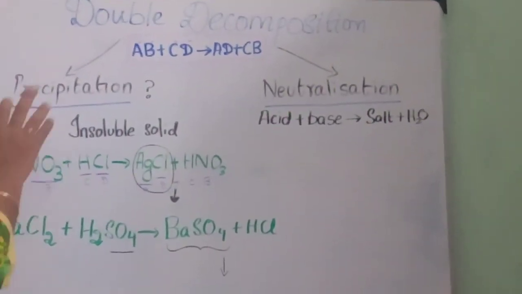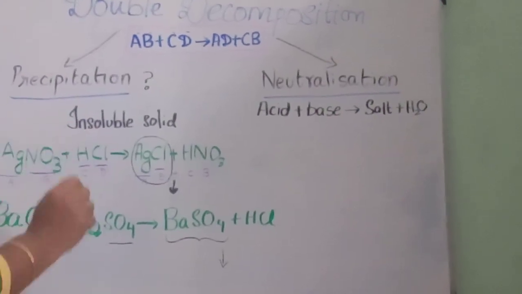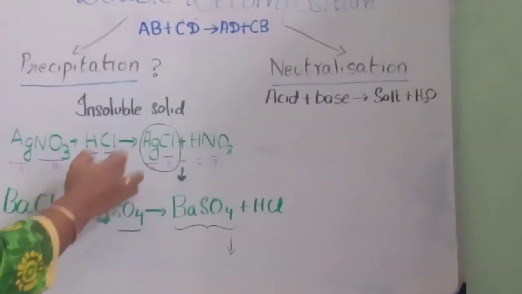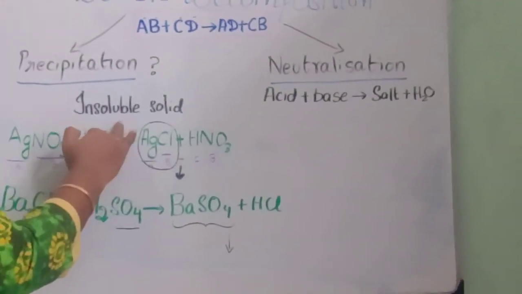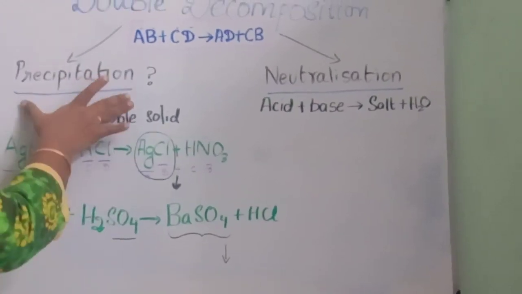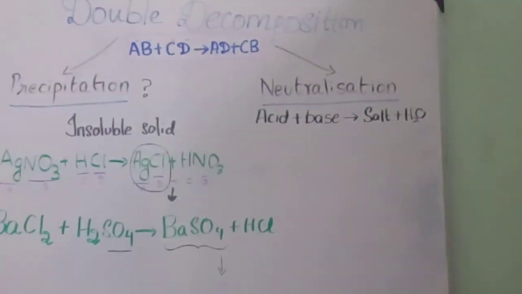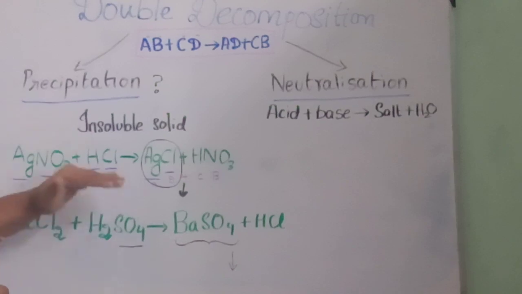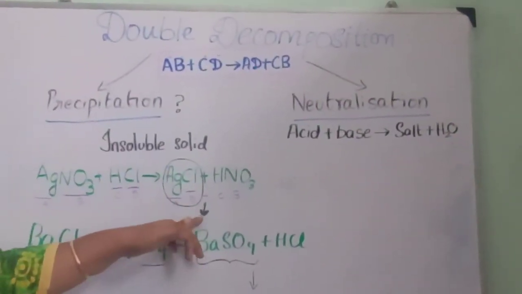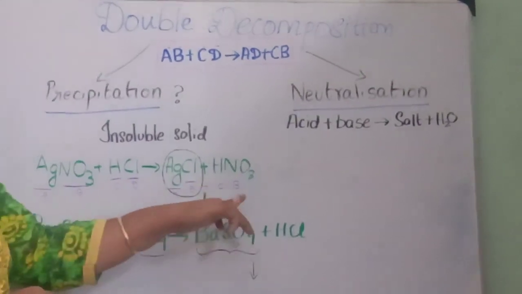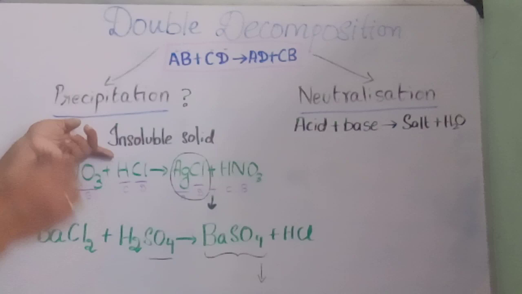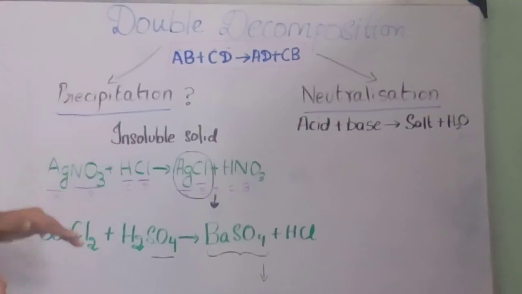Number one: these are positive tests for the negative radicals, the chloride radical and the sulfate radical, Cl⁻ and SO4²⁻. The positive test is done by a precipitation reaction. For example, silver nitrate when it reacts with hydrogen chloride forms silver chloride, the white precipitate, and nitric acid. Precipitate itself means an insoluble solid, formed in solution.